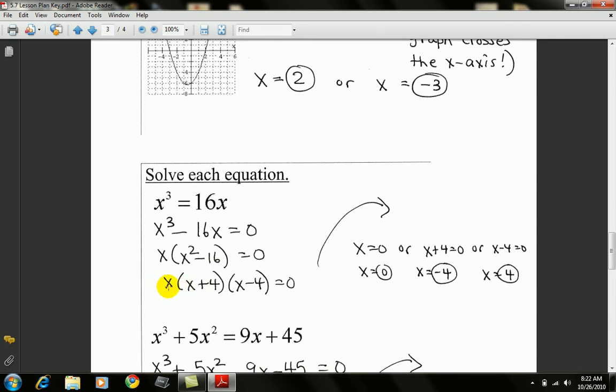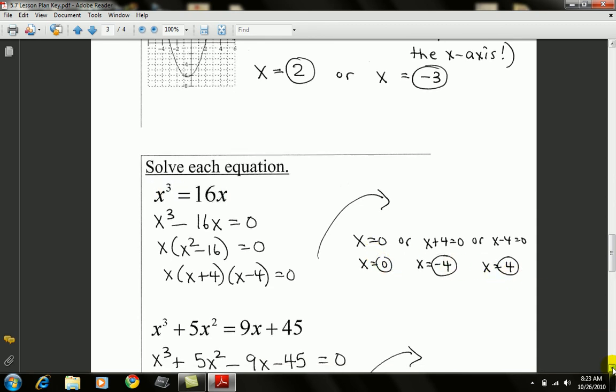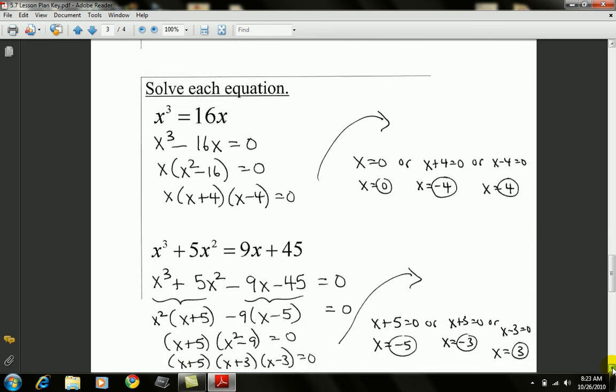So look at how many cases I have. 1, 2, 3. If 3 factors multiply together to give me 0, I set up 3 cases. x equals 0, or x plus 4 equals 0, or x minus 4 equals 0. The first answer is 0, the second answer is negative 4, and the third answer is positive 4. Notice I have degree 3, called a cubic, and I have 3 answers. Answers are also sometimes called roots or solutions.